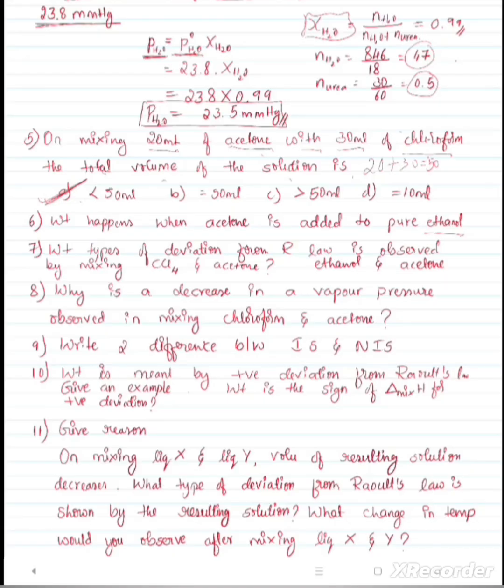That's why what will happen? It will show a positive deviation and it will form hydrogen bond between ethanol and acetone. Got it? Then also you can write when acetone.